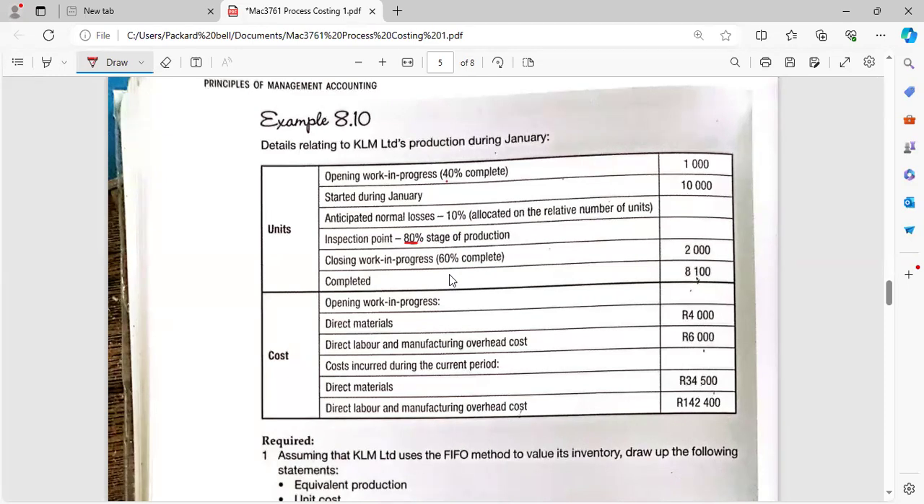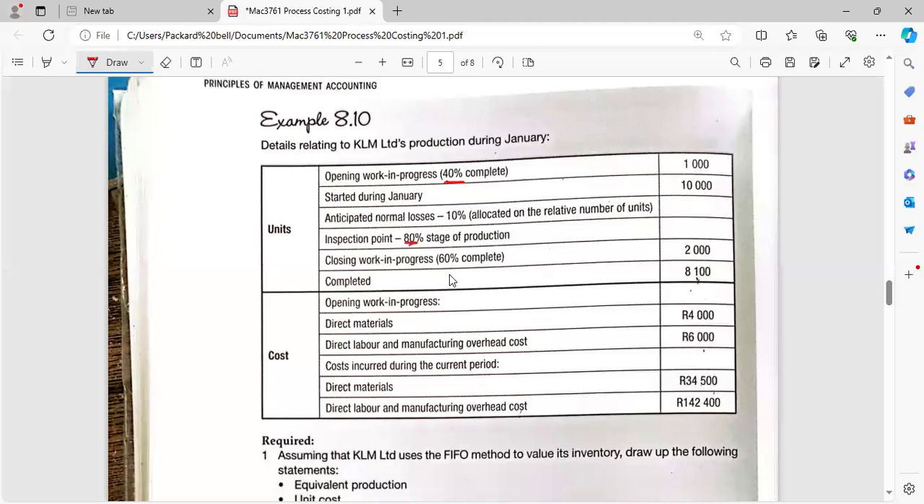this opening work in progress was 40% complete when it was brought from last year. So what it means, when it was brought from last year, it did not reach the inspection point. So if it did not reach the inspection point from last year, then it also means that it was not used in the calculation for normal loss last year. So what are you going to do now this year? You now use it in the calculation for normal loss because it was not used in the calculation for normal loss for last year. So that's basically what you look at.